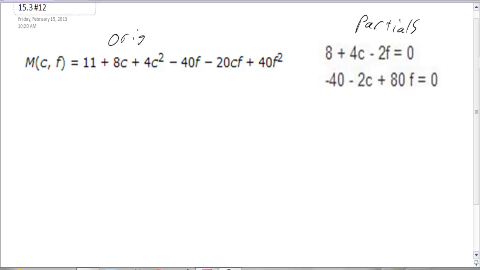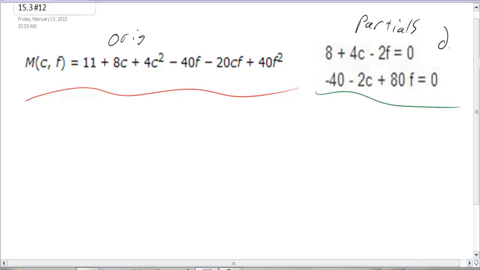Okay, so what we're looking at here is the original function that was in the problem, and then your partial derivatives are right there. What I'm going to do is go through and double check, because there are a few mistakes. I believe this one is the partial of m with respect to c, and the second one is the partial of m with respect to f. There we go.